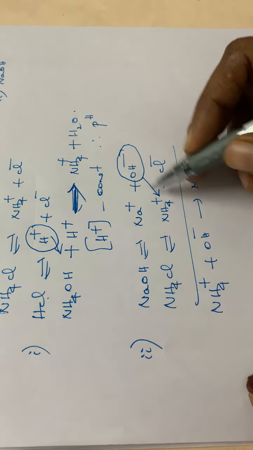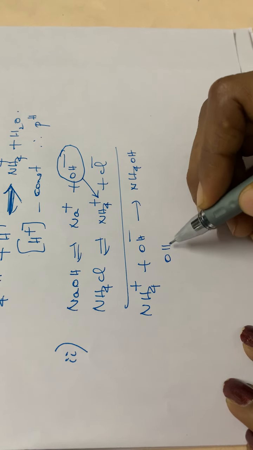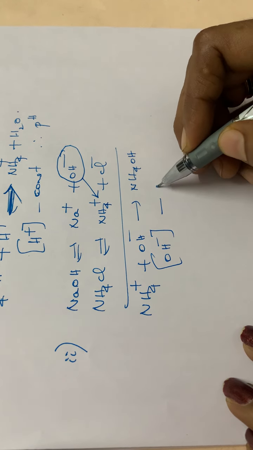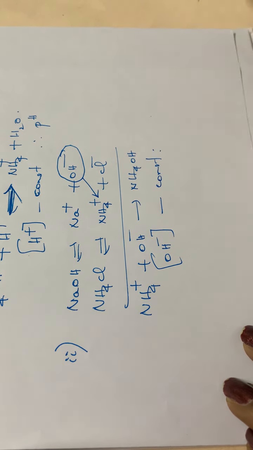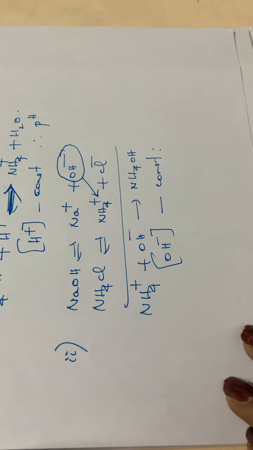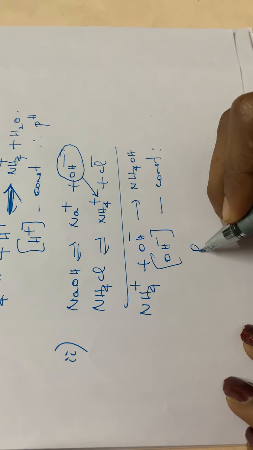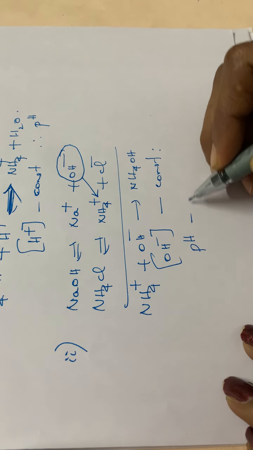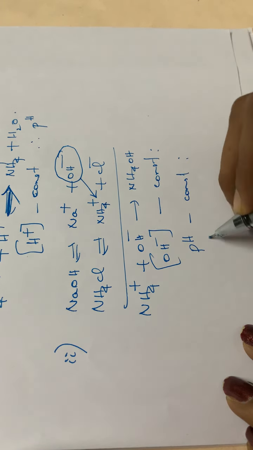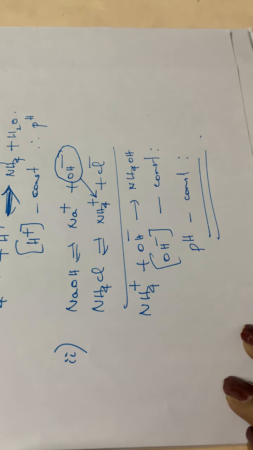So again, what happens? The concentration of OH minus remains a constant, isn't it? Concentration of OH minus remains a constant. Therefore, we can say that the pH of the solution also remains a constant. That is, the OH minus concentration is not changing. Hope you are clear with these two types, that is, acidic buffer as well as basic buffer. Okay.